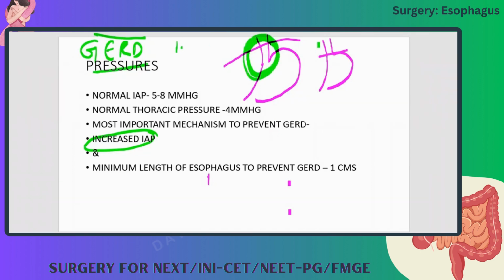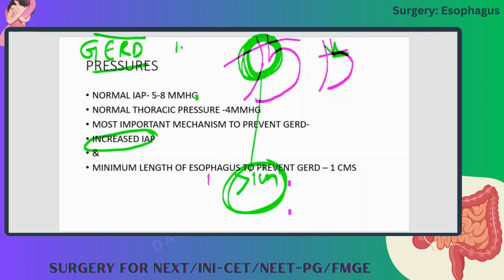Normally, is the esophagus an abdominal organ or a thoracic organ? Thoracic, right? But a small part of the esophagus pierces the diaphragm and goes below. If this small part is not there, then there will be reflux of contents because the angle of His is disturbed. So how much should be there? A minimum of 1 centimeter should be there below. Then only the contents will not get refluxed.